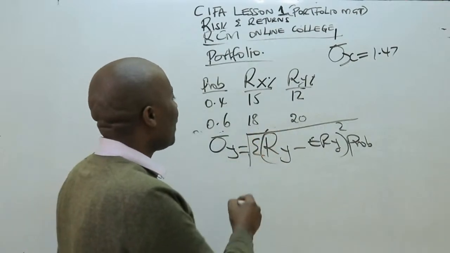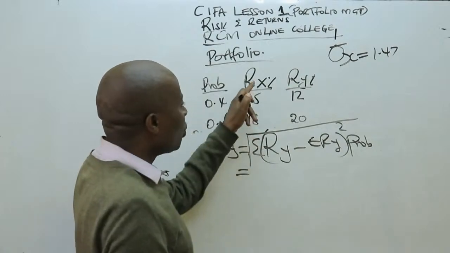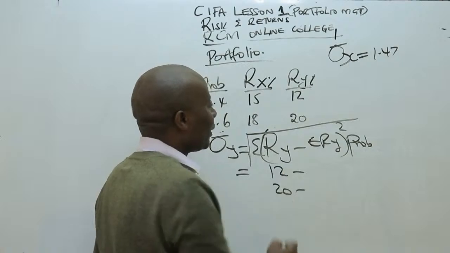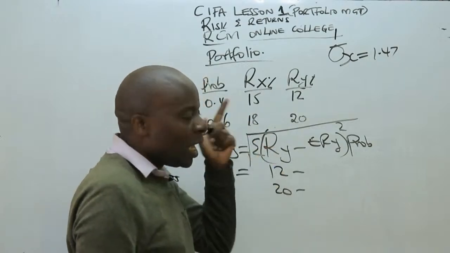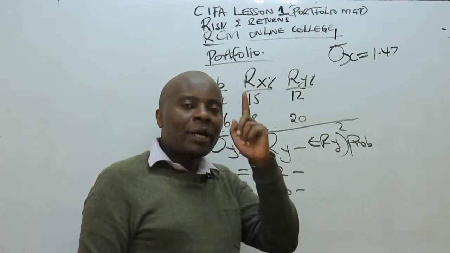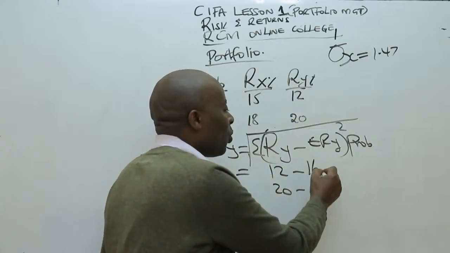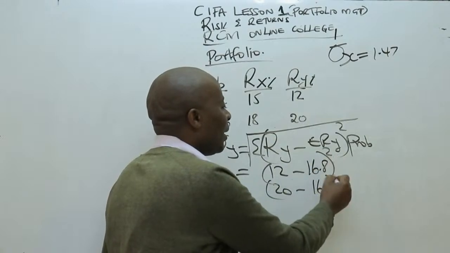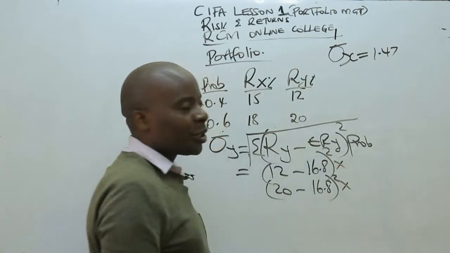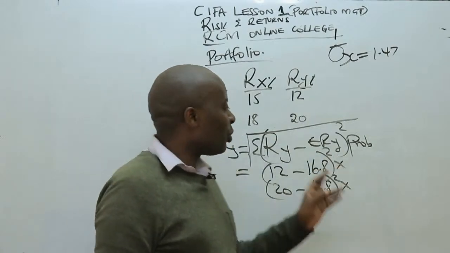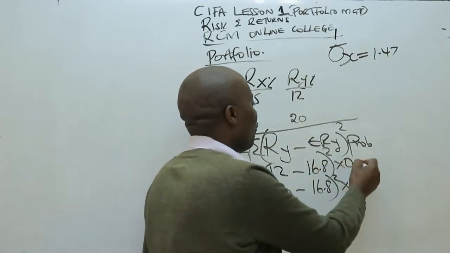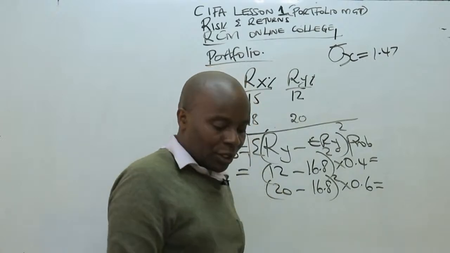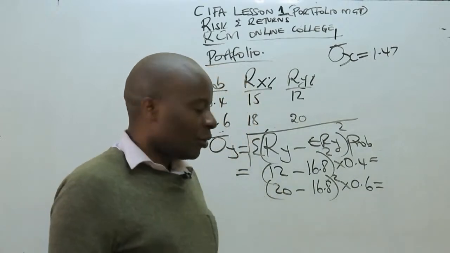Ladies and gentlemen, if that is the case, then we have our actual returns of Y here. We have 12, we have 20, minus the expected returns of Y, if you recall. From part 1 above, the expected return was 16.8. So 16.8, like this, come and square, times the corresponding probability. What do we have? We have 0.4, we have 0.6. So please come and give us figures. What do we have there?